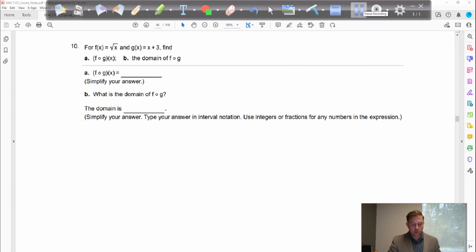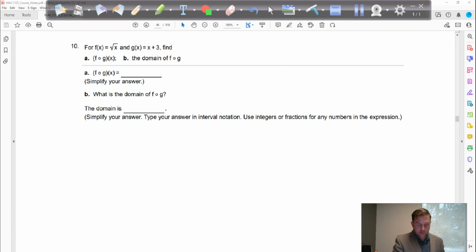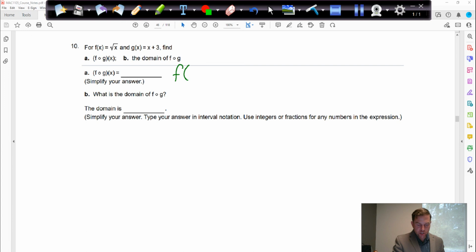Okay, 10 is similar, but I think probably not quite as bad. So what we have is f of g of x again. So we're taking g, which is x plus 3, and we're putting it into f. F is the square root of x, so we're just going to replace x with x plus 3.